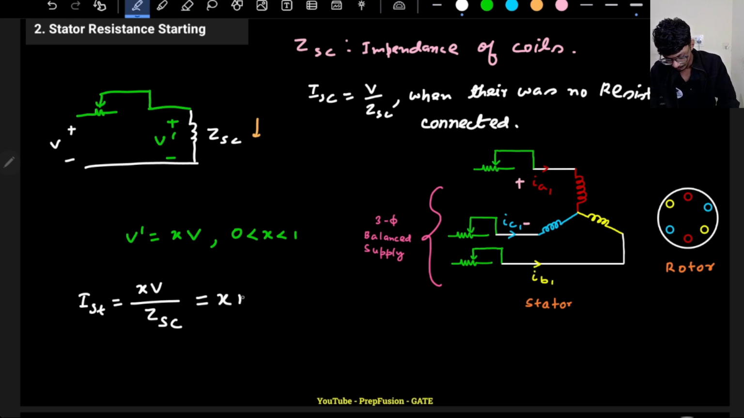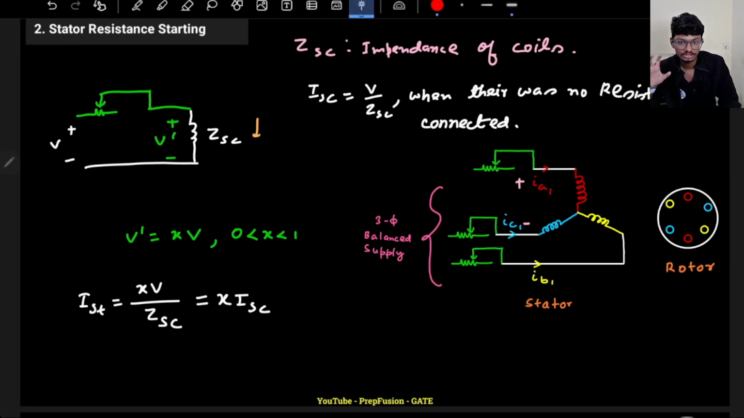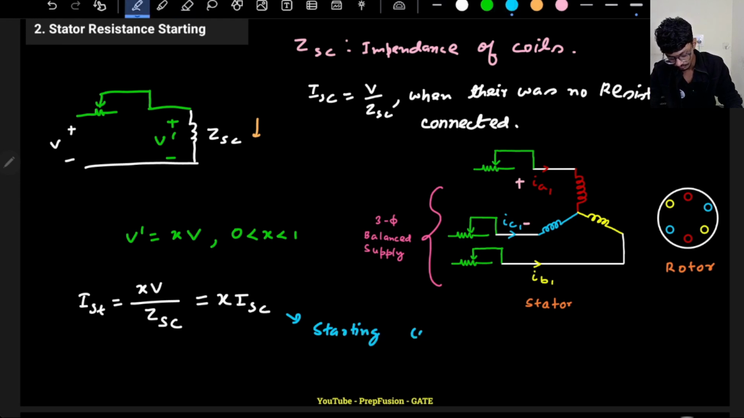So my starting current will reduce by a factor of X, because X is between 0 and 1. The starting current will be reduced by a factor of X in case of stator resistance starting. That is what you have to understand. Don't have to mug up anything. Understand conceptually what is happening.